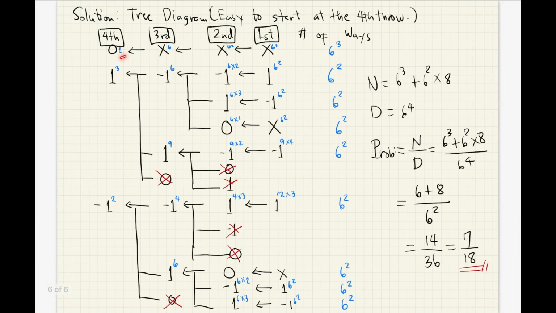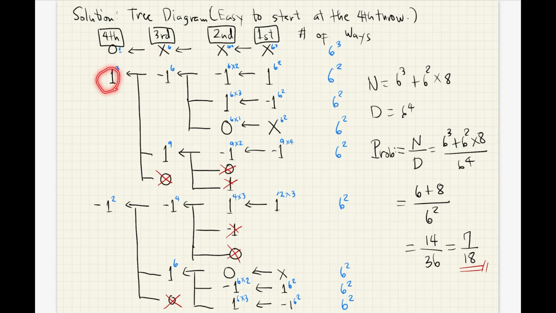You start out with 1 possibility for a 0. Now you multiply it with 6, so you get a 6 here. You multiply it with another 6, you get 6 squared. You multiply it with another 6 possibilities, and you get 6 cubed, and that's why we get 6 cubed here, okay?